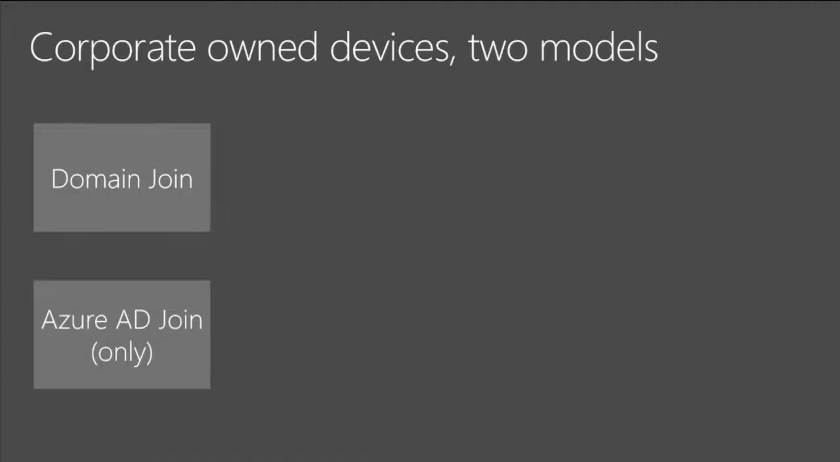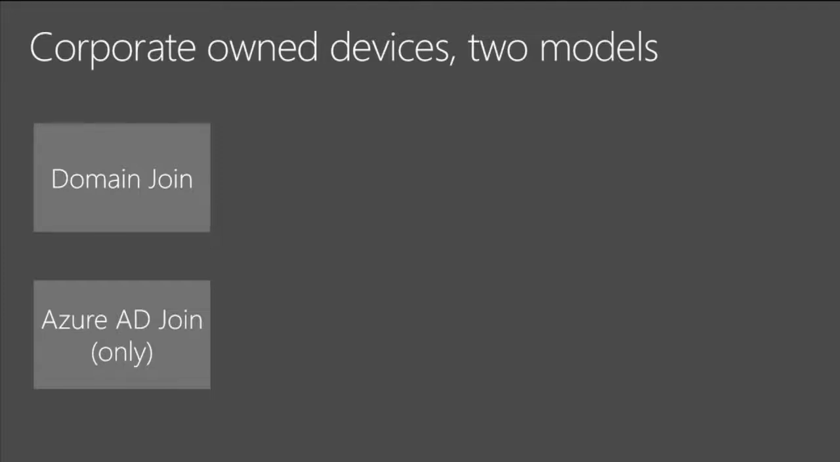So if we think about the two models that we have now for corporate-owned devices, one is the traditional domain join, and we'll see how even that traditional model becomes better with Azure AD. And then we have the option of joining devices directly to Azure AD. And this is what will serve CYOD. We have all these acronyms like BYOD, bring your own device, CYOD, choose your own device. So Azure AD Join will allow an organization to enable users to set up their own devices while keeping the ownership of that device in the organization.